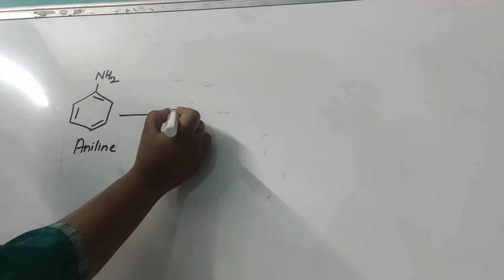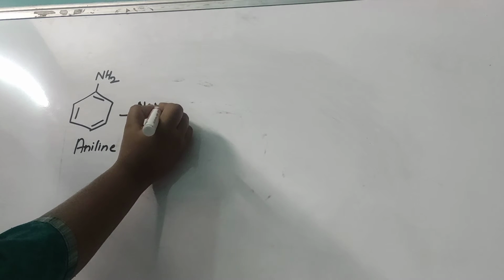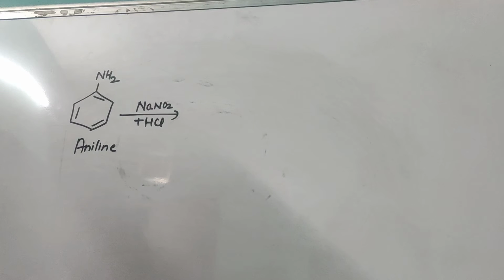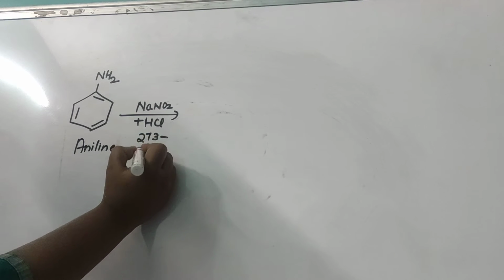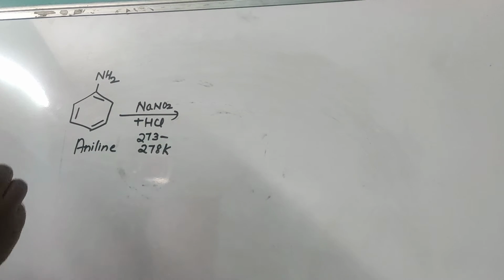Nitrous acid is nothing but NaNO2 along with HCl. The combination of these two is what they have called nitrous acid. And I told you that they are doing this at what temperature? 273 to 278 Kelvin. At that time you get a diazonium salt.